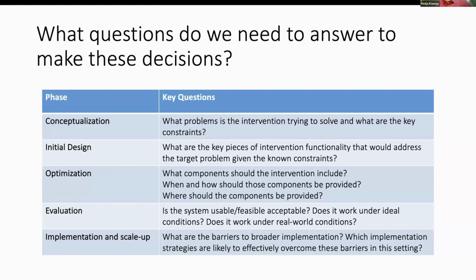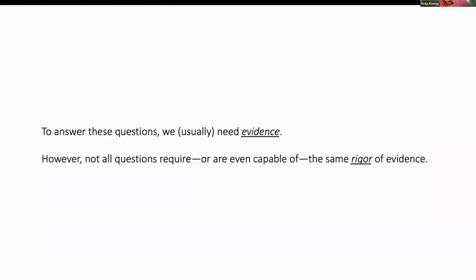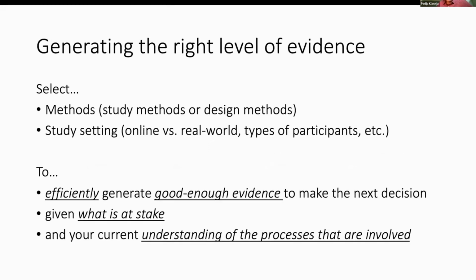And so when you think about these kinds of questions, one thing that really becomes obvious, and why I went through the questions, is that often in order to be able to answer those questions, you need some kind of evidence, right? But the key thing here, and this is what the rest of the talk is really about, is this notion that not all of these questions require the same rigor of evidence, nor often are they capable of having the same level of evidence, right? And so when it comes to actually thinking about methods, the heuristic I want to offer you is that generating the right level of evidence has to do with picking methods as well as study settings.